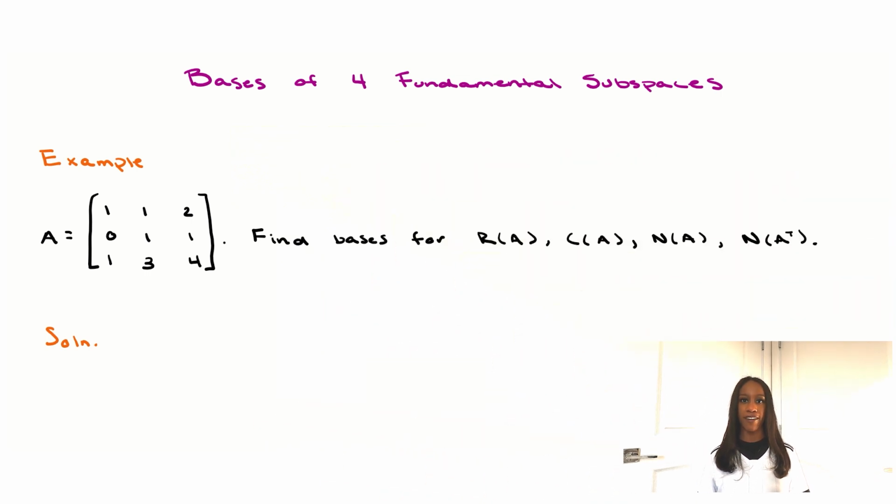Let's get started. Our example says, given matrix A, find the basis of the row space, the column space, the null space, and the left null space. Let's start with the row space. So row space is notated as R of A, or the row space of A.